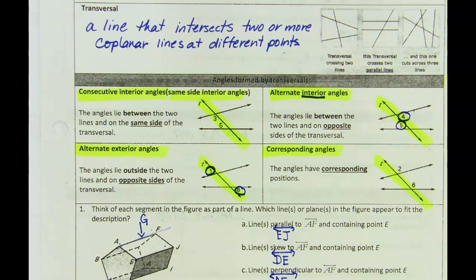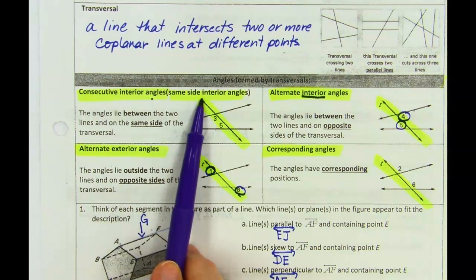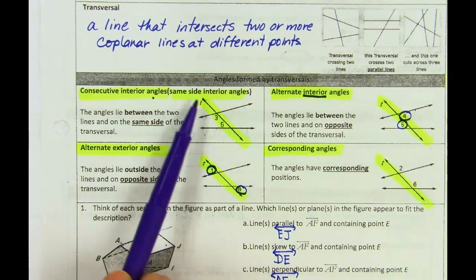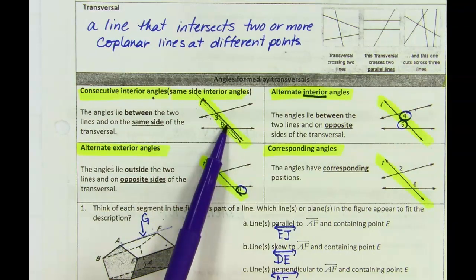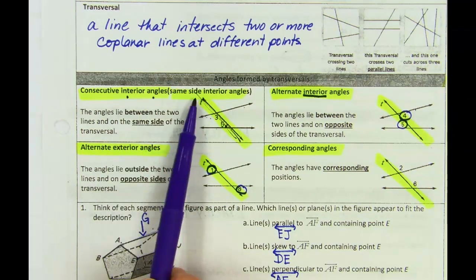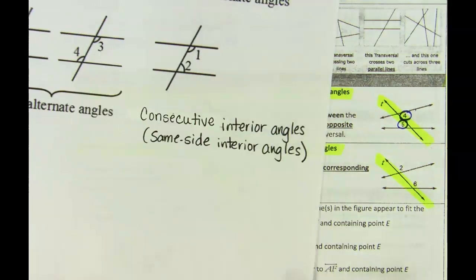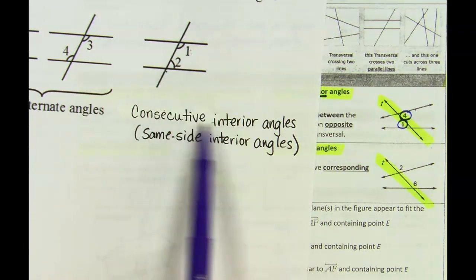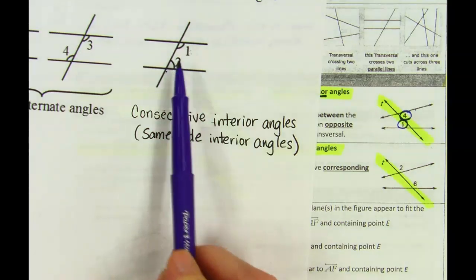We have consecutive interior angles, also known as same-side interior angles. So if you look in this figure, the angles lie between the two. Here's the transversal. I have it highlighted. 3 and 5 are on the same side of the transversal. So it's an interchangeable name. You have consecutive interior or same side interior. Now, to get another picture of this, I would like for you to look at this example. Here is a transversal. 1 and 2 are consecutive interior angles or same side interior angles. They lie on the same side of the transversal.